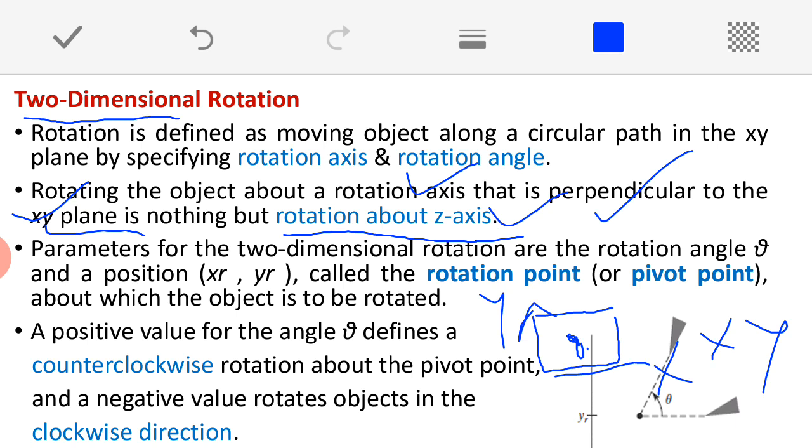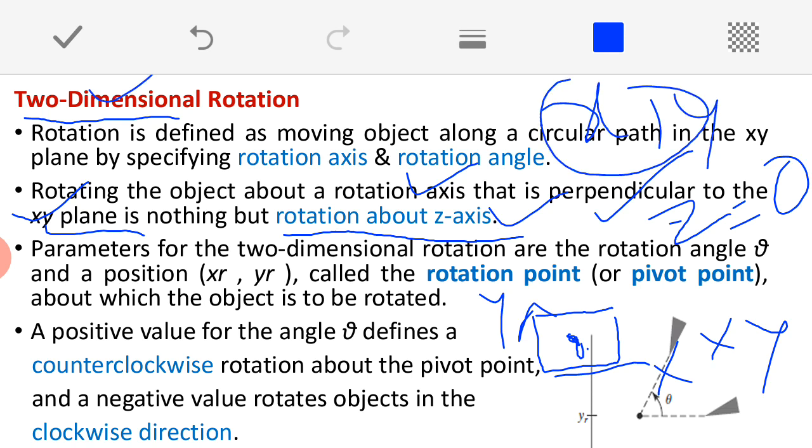When you start rotating that xy plane, only x and y values will be getting changed and z remains the same. It means that the z value will be equal to 0. Only we need to deal with x and y. When I am dealing with only x and y, this is called two dimensional. Is it clear?